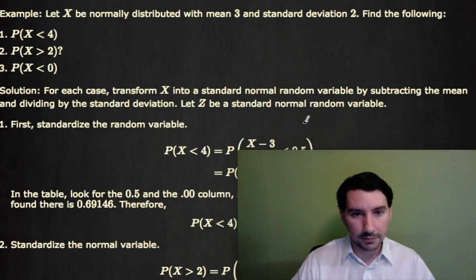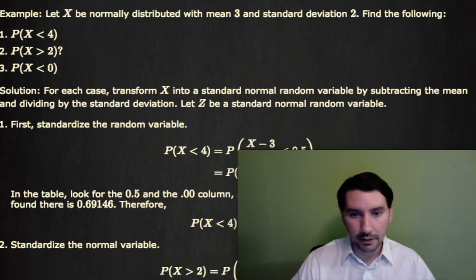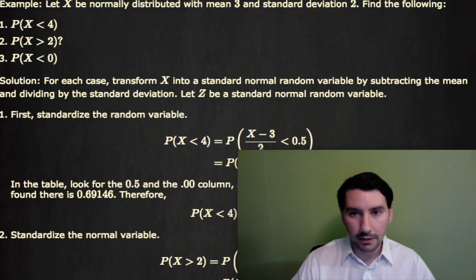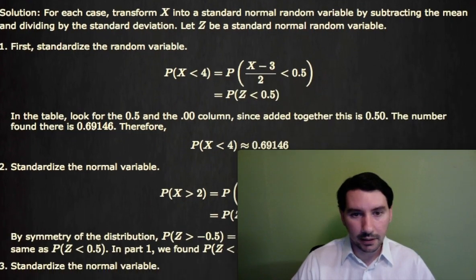So for an example, let's let x be normally distributed with mean 3 and standard deviation 2. We want to find the probability x is less than 4, the probability x is bigger than 2, and the probability x is less than 0. So for each case, we're going to normalize the random variable. Since it has mean 3 and standard deviation 2, we're going to subtract 3 and divide by 2. So the probability x is less than 4 is the probability x minus 3 over 2 is less than 0.5, and that's by subtracting 3 and dividing by 2 on both sides.